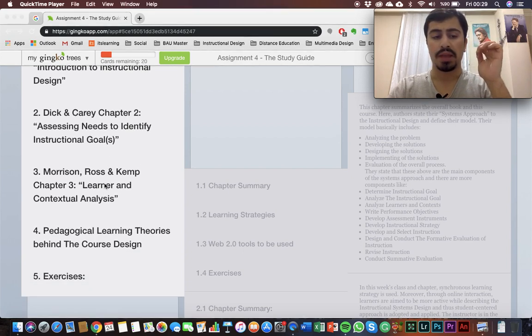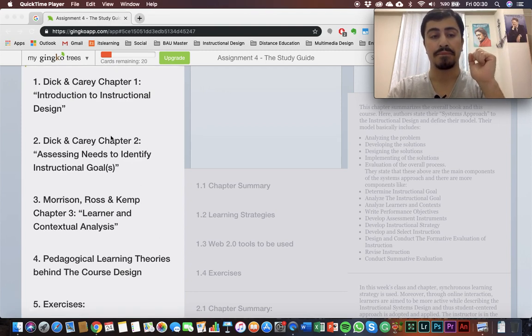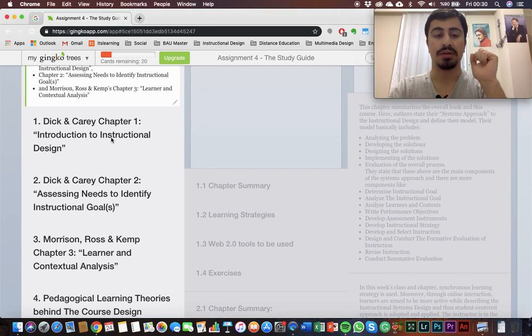And also, I wrote down the pedagogical learning theories behind the course design and these readings. Also, I wrote the exercises. So, in this video, I'm going to talk about the exercises and briefly these chapters and answers for the exercises, the solutions. So, let's get started with the first chapter.